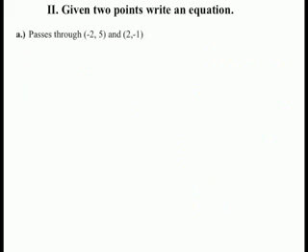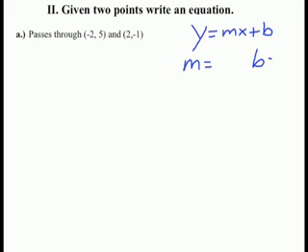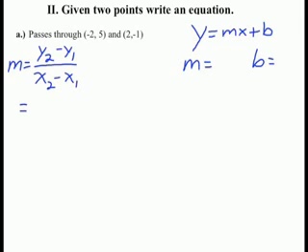Now we have to write an equation when we are given 2 points. So the line passes through (-2, 5) and (2, -1). Well, we're still trying to write the equation in slope-intercept form, y equals mx plus b. So we have to identify the slope, m, and the y-intercept, b. Well, when we're given 2 points, we can find the slope by using the slope formula, y2 minus y1 over x2 minus x1. So we label the 2 points we're given x1, y1, x2, y2. And now substitute those numbers into the formula.